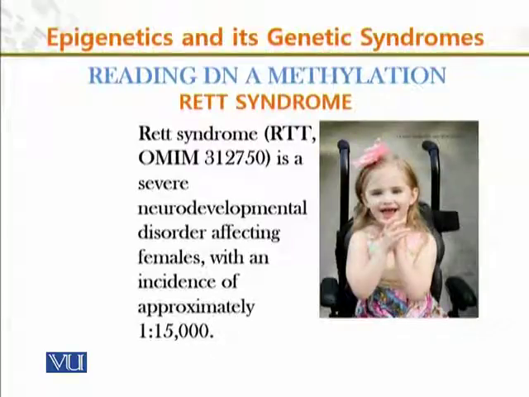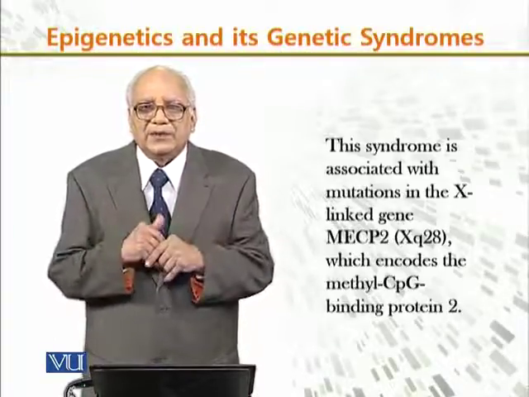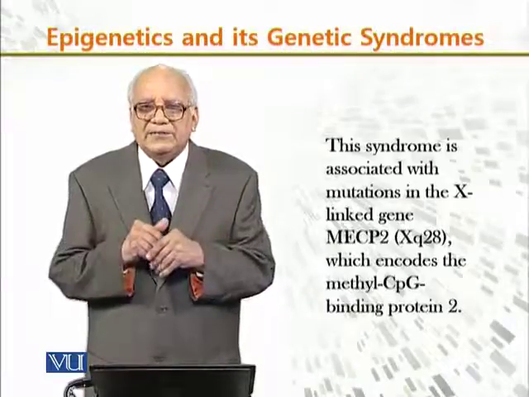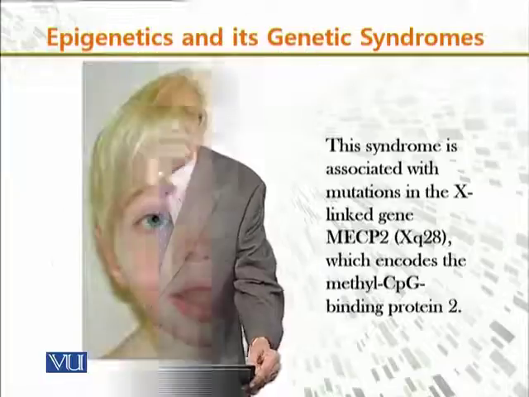Now another important thing is the methylation in Rett syndrome. Rett syndrome, RTT, OMIM 312750, is a severe developmental disorder affecting females. It affects girls with an incidence of approximately 1 in 15,000. The incidence is not so big, but even then, among 15,000 there will be a severe neurodevelopmental disorder. This syndrome is associated with mutation in an X-linked gene, MECP2 at Xq28, which encodes methyl CpG binding protein 2. Again, this is the methylation of the DNA at a specific area.